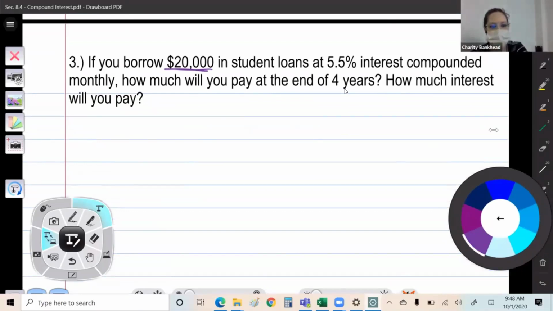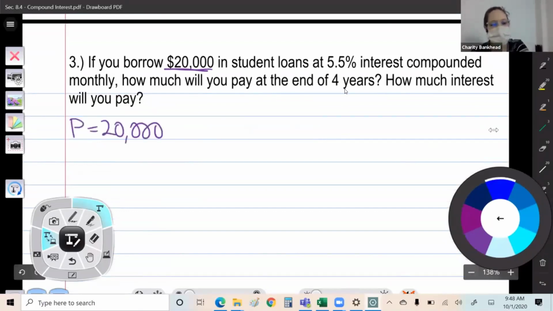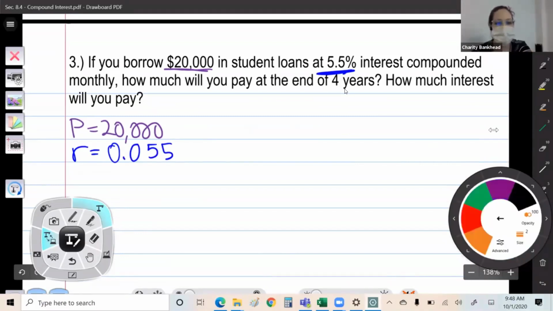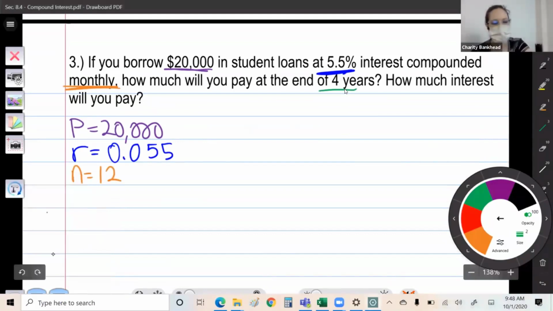And then R would be equal to 0.055, and it's compounded monthly. So since there's 12 months in a year, N would be equal to 12. And then it's for 4 years. So T equals 4. And then we're just going to put all of that into the formula.